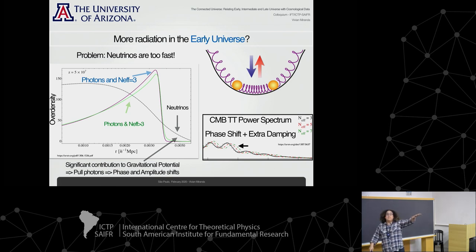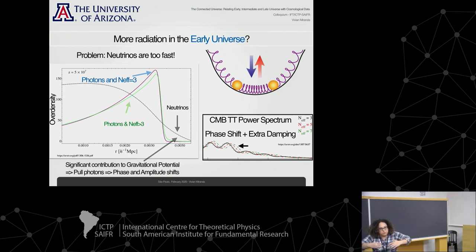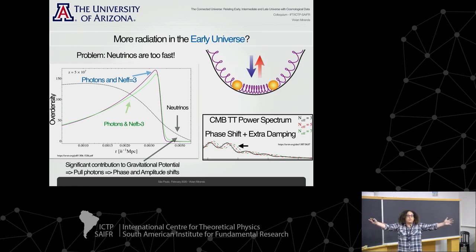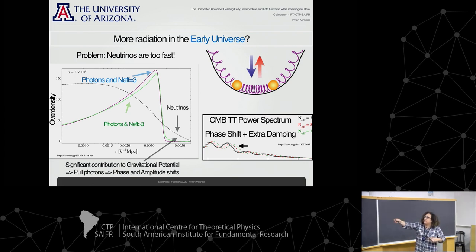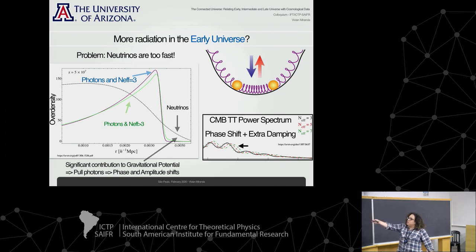The reason is that neutrinos free-stream. Neutrinos do not have any interaction with anything, but photons and baryons are tied together and oscillating in the acoustic oscillations. So I just took part of this oscillation, a growing mode, and I'm showing you the photon phase front. You can see that because neutrinos just travel without interaction, they actually go further than photons. There are more neutrinos here where there are no photons, and because neutrinos source gravity, these neutrinos push the phase of the photons in a way that produces this.